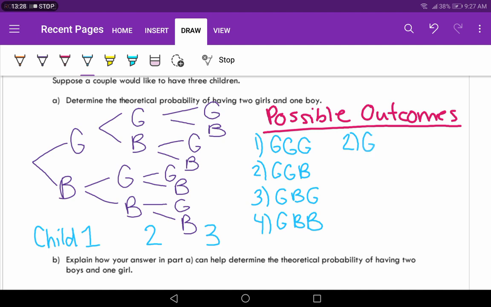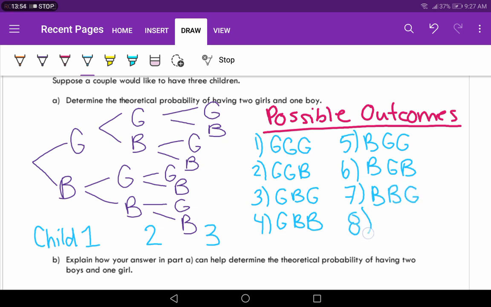Or we could have boy, girl, girl. Oh my gosh, what is my numbering system here? Try that again. We could have boy, girl, boy. We could have boy, boy, girl. Or we could have boy, boy, boy. Okay, so those are all of the possible outcomes.